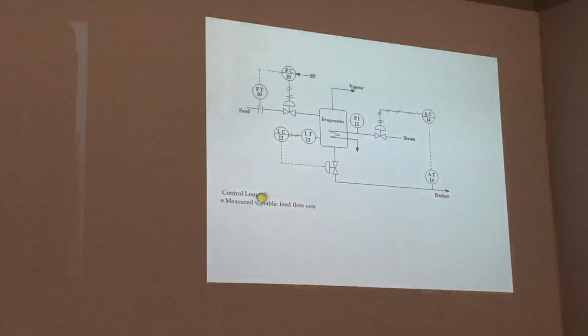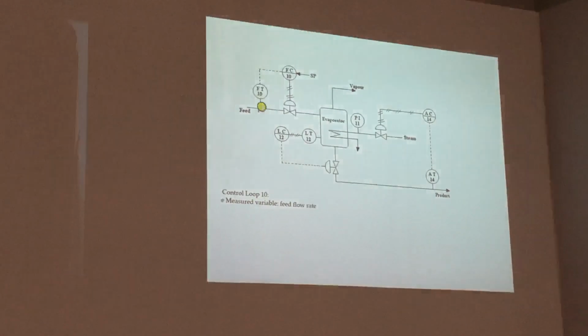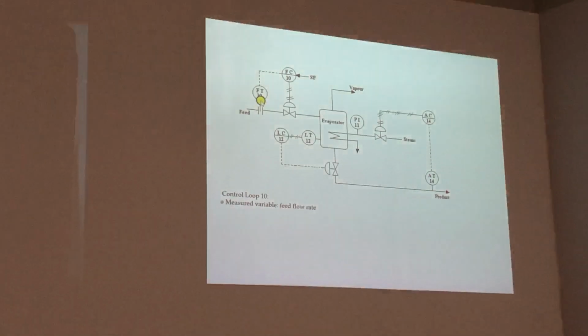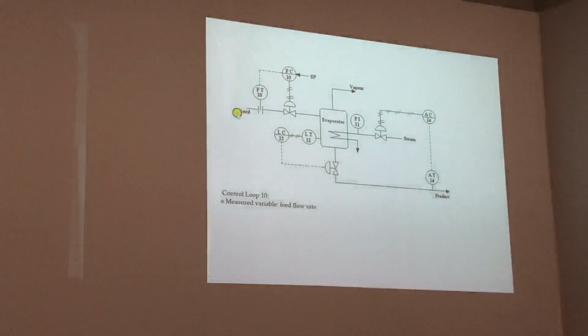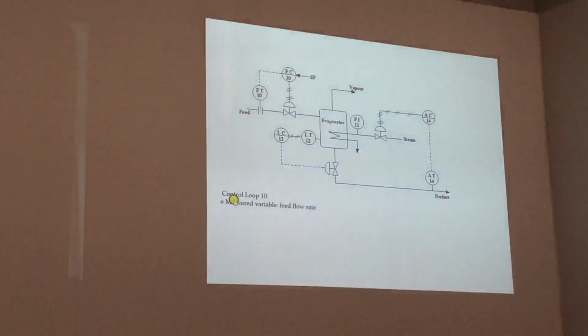How should you identify it? You should follow the flow, right? So what you have here is your instrument for loop 10. Then you send it to here, the controller. So loop 10 FT stands for flow transmission, and the flow transmission in this one is actually the inlet flow. So the measure variable is the feed flow rate. Okay? What about the control variable? What is our control variable? The inlet feed.